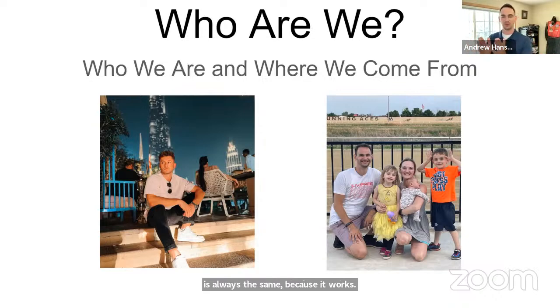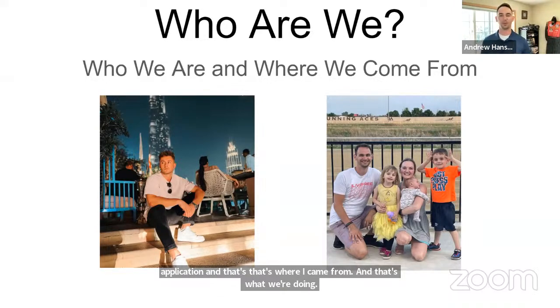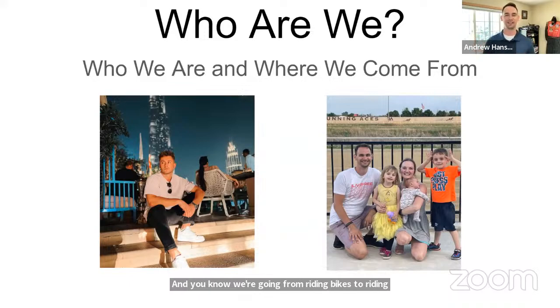And this is the thing. You go through it and you learn from someone like Craig and what we have here, and you're going to get the how-to-ride-the-bike application. And that's where I came from. And that's what we're doing. We're going from riding bikes to riding wheelies to doing stunts to doing all these kinds of things. And I tell people in the premium community, and this is the last thing I'll say, we're going to be better a year from now than we are today.